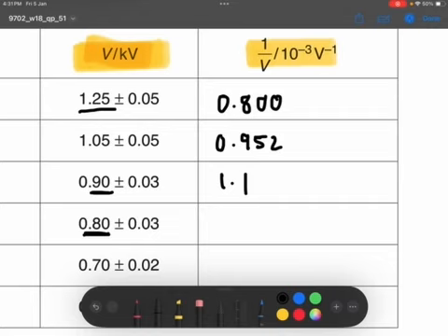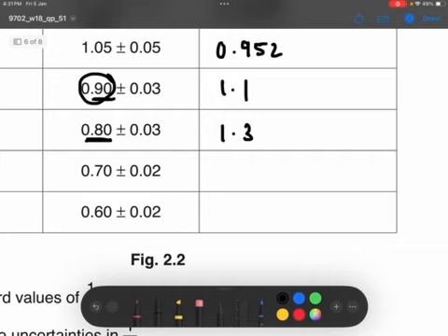But I want to be consistent here. If we used 1.25, which was to 3, we used 3 significant figures for the answer. For 0.90, which was to 2 significant figures, we used 2 significant figures for our calculated answer. So let's just be consistent throughout. So here I'll write 1.3. Then I'll do the same: 1 divided by 0.7 gives me 1.428, something like that. So ultimately, if I round that to 2 significant figures, that's 1.4.